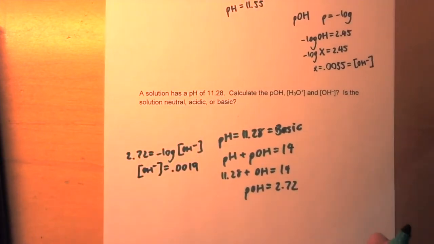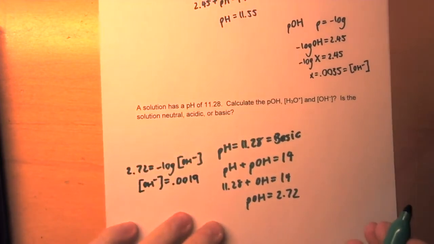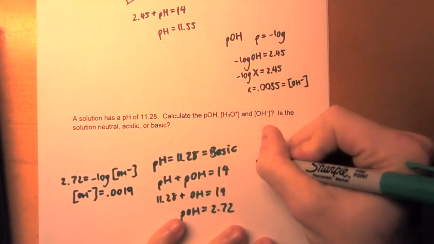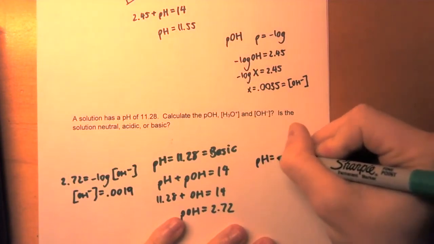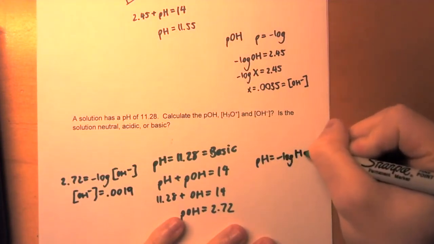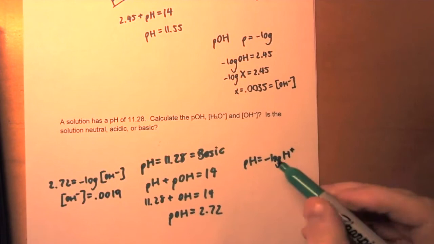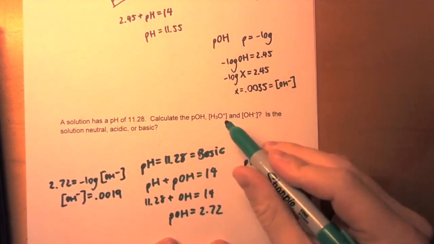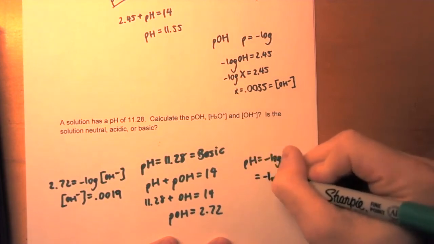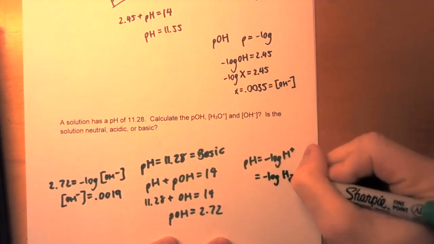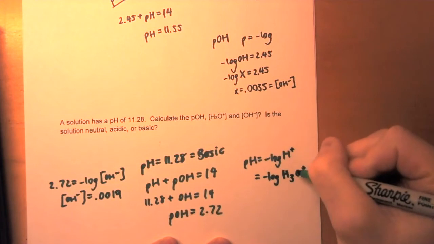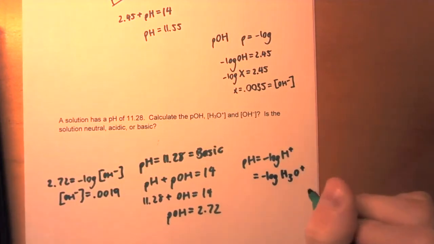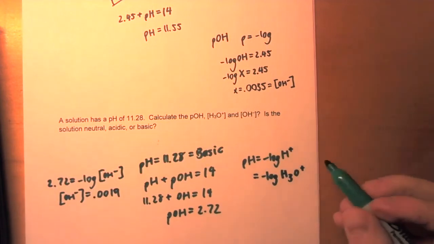Now we do H3O plus. This is where it can be kind of tricky. So we know, just like POH, pH is equal to negative log of H plus, right? Again, P just means negative log. H plus is the same thing as H3O plus. So this would be the negative log of H3O plus. These are both the acidic terms. H plus is a proton, acidic proton. H3O plus is the acidic hydronium ion. So in this case, these are the same.